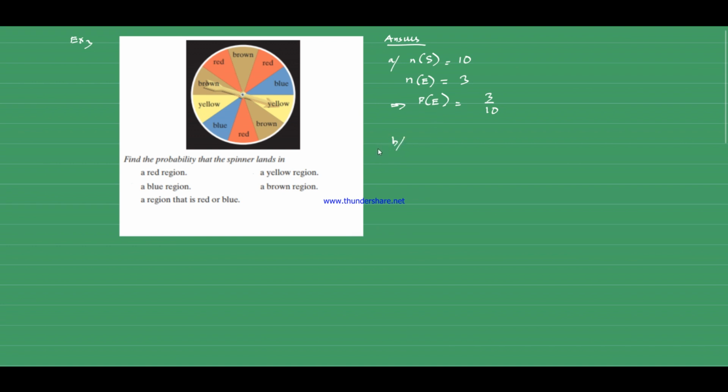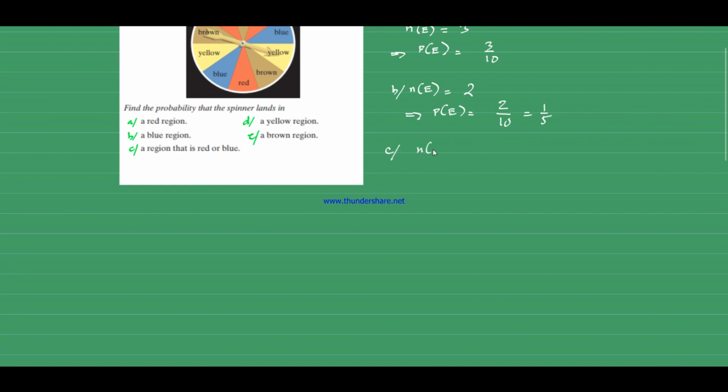Now, in order to get the blue, this is the first question. This is A. This is B, C, D, E. So question B, get a blue region, so the cardinality of the blue set, there's only 2. So the probability over here will be 2 over 10, 1/5.